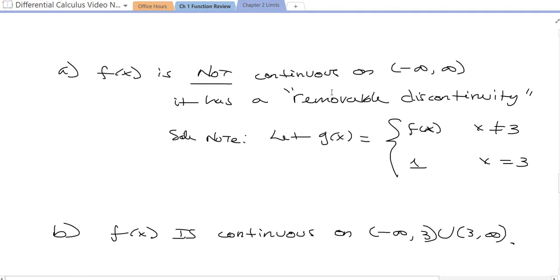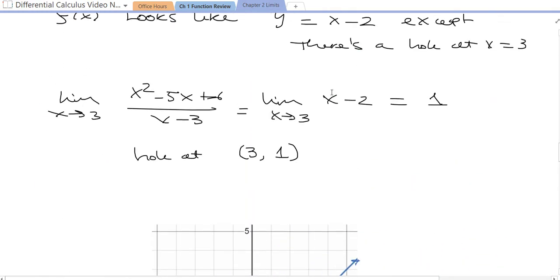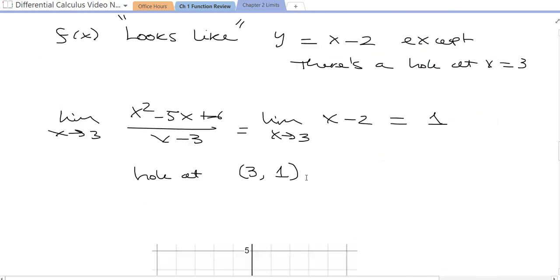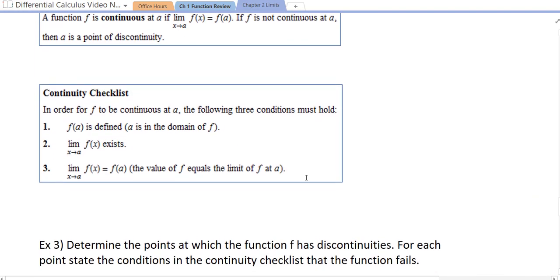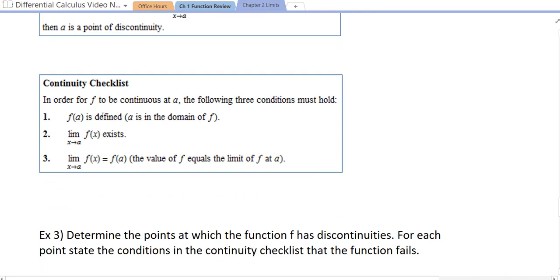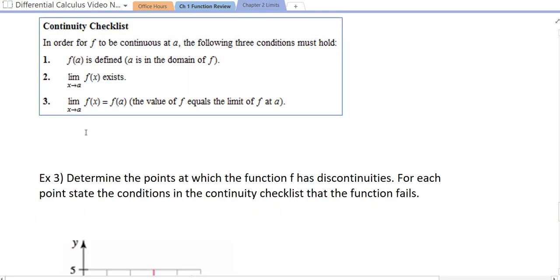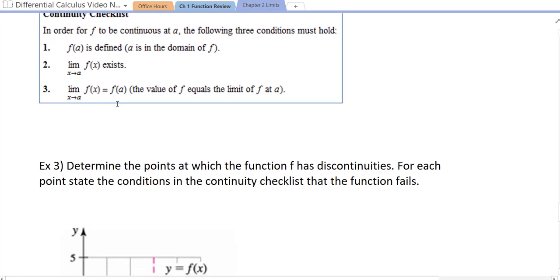So as in our previous example, 3 for this function was not in the domain of f, so I can't check continuity there. So I already know it's not continuous. So that's one of the first things: f of a is defined, so a is in the domain of f. Then the limit exists. So those two things have to happen. And then the third thing is that the limit and the function value have to be the same.